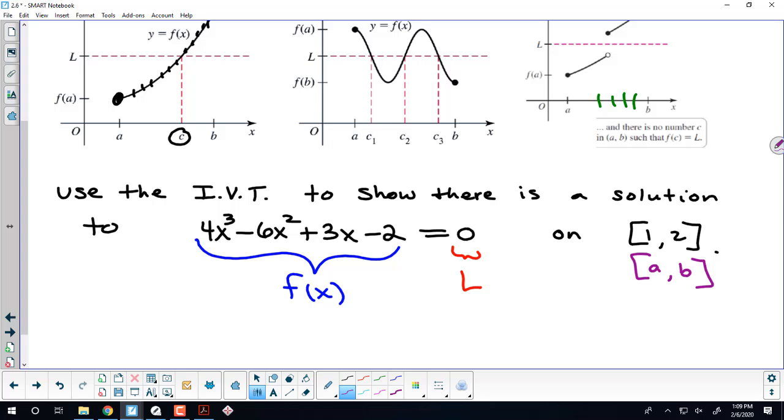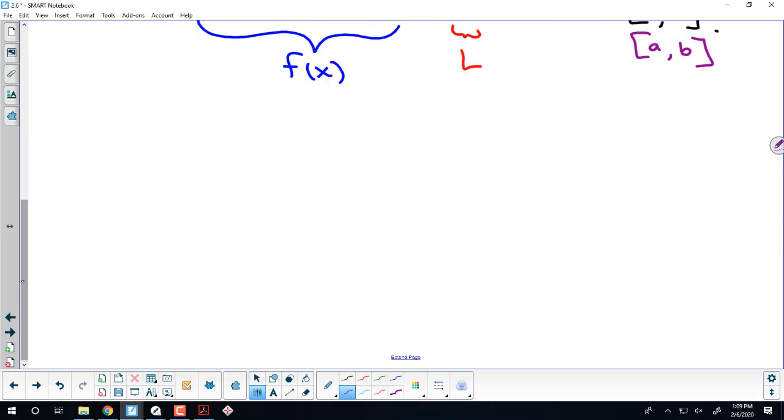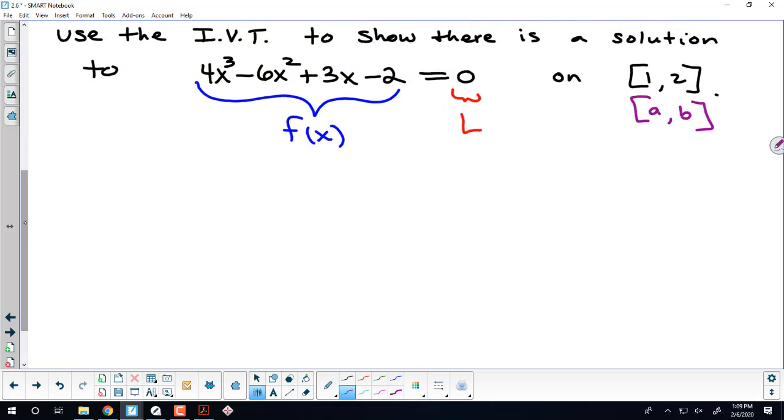Now, there's many ways to rewrite this equation. So there's many ways to say, use the intermediate value theorem to show that there is a solution. So, this thing could have been presented to you as use the intermediate value theorem to show that there is a solution to this equation.